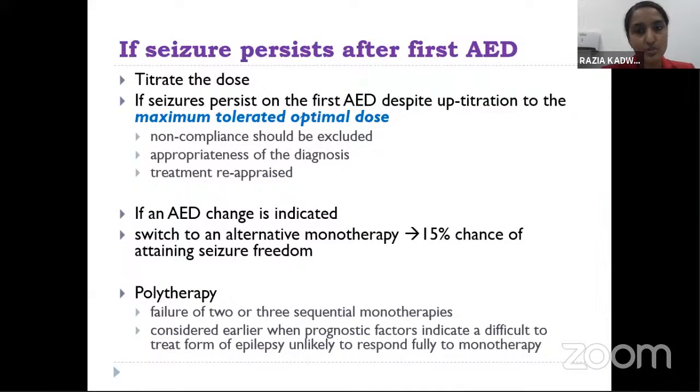So when a patient is not responding to treatment with first monotherapy, then what do you do? You will have to increase the dose and titrate gradually up to maximum tolerated optimal dose. Always check for non-compliance, see whether your diagnosis was correct, see whether you were giving the right medication for that patient. And even if a patient is not responding to 2 to 3 sequential medications, then sometimes you may have to opt for alternative options like modified diet or epilepsy surgery.